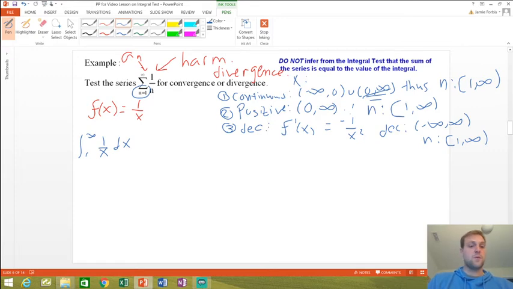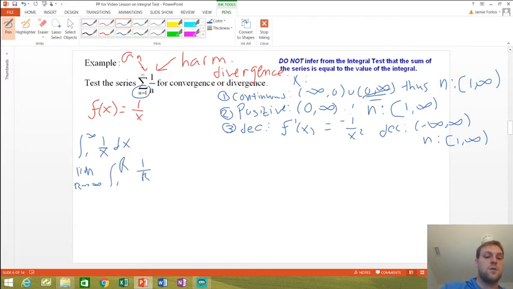That's why I had that warm up before. But now all I'm going to do is say the limit as r is approaching infinity of, now instead of the integral from 1 to infinity, it's 1 to r of 1 over x. I apologize. I haven't integrated it yet.